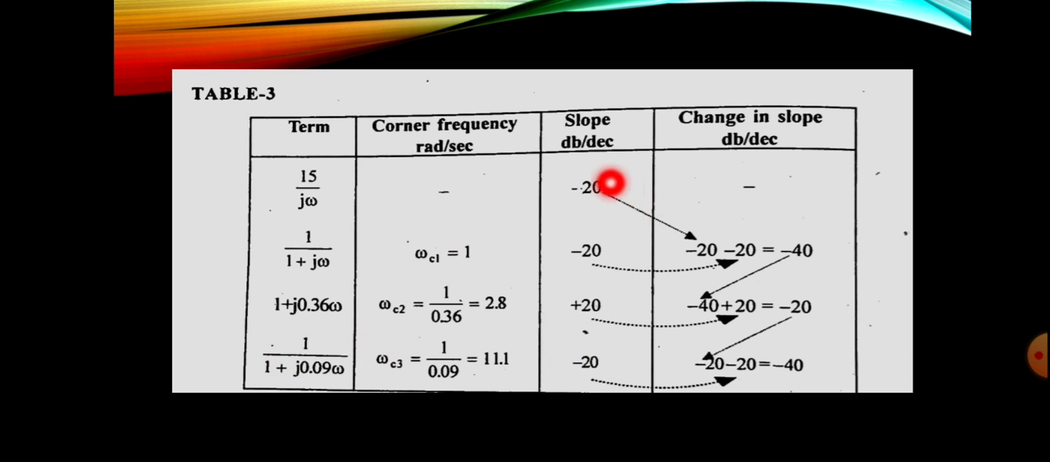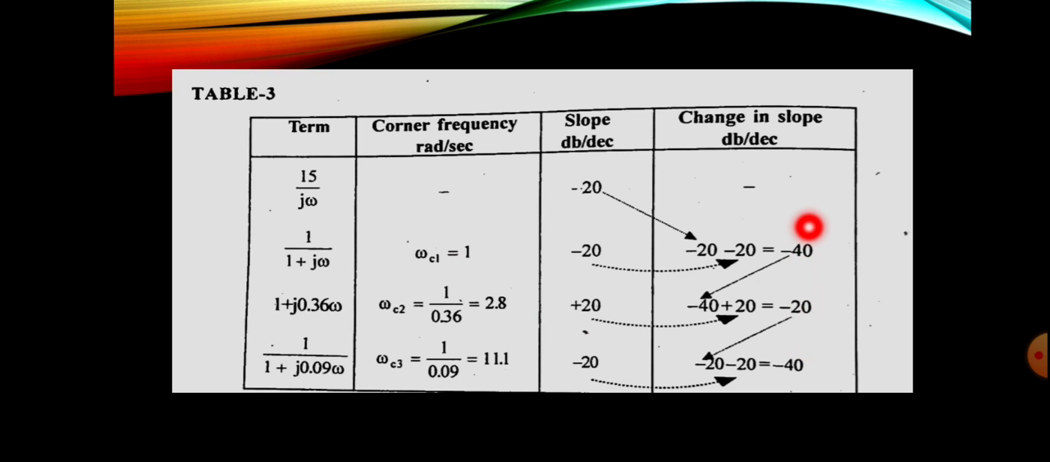Next you can find the change in slope. For finding it, first minus 20 will be added to minus 20, so you will get minus 40. Next, minus 40 will be added to plus 20, so you will get minus 20. Next, minus 20 will be added to minus 20, so you will get minus 40. So this is the change in slope finding procedure.